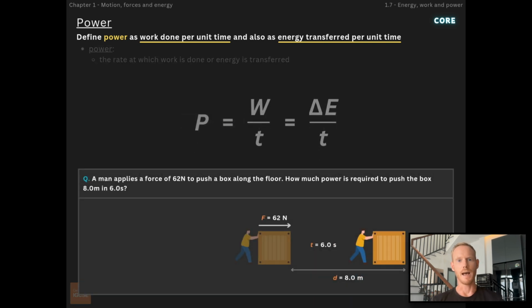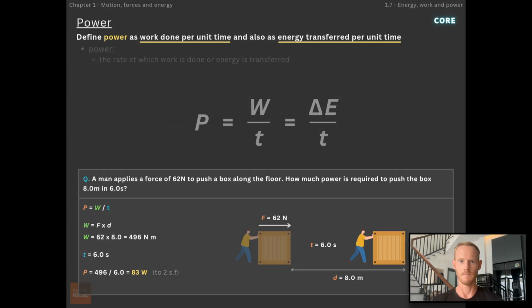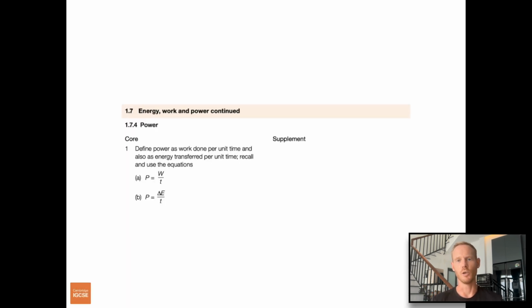For example, a man applies a force of 62 newtons to push a box along the floor. How much power is required to push the box 8 meters in 6 seconds? So power equals work done divided by time. Work done is force times distance, so 62 times 8 equals 496 newton meters, and time is 6 seconds. Therefore, the power required to push the box equals 496 divided by 6, which is 83 watts. Two significant figures. Well done, you've just covered absolutely everything you need to know on topic 1.7.4 on power.